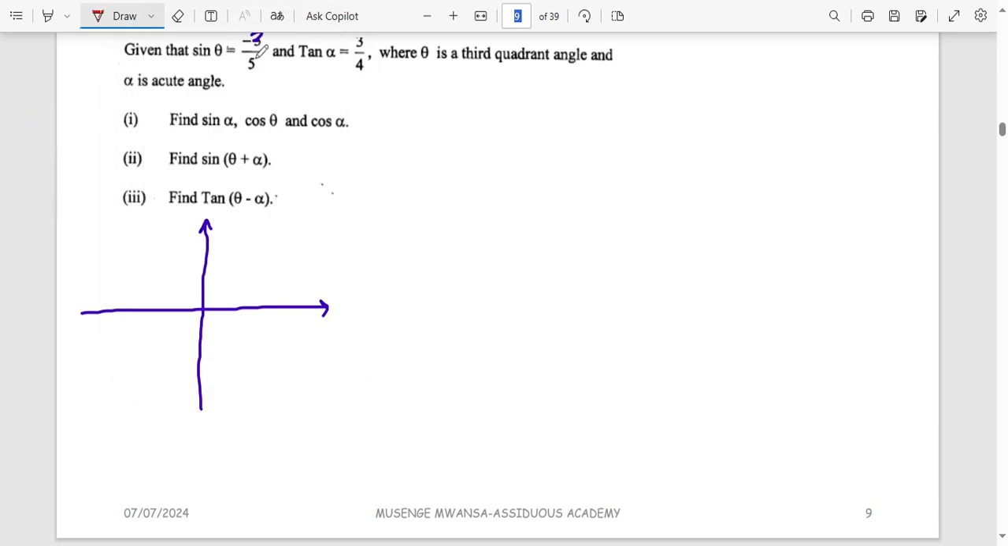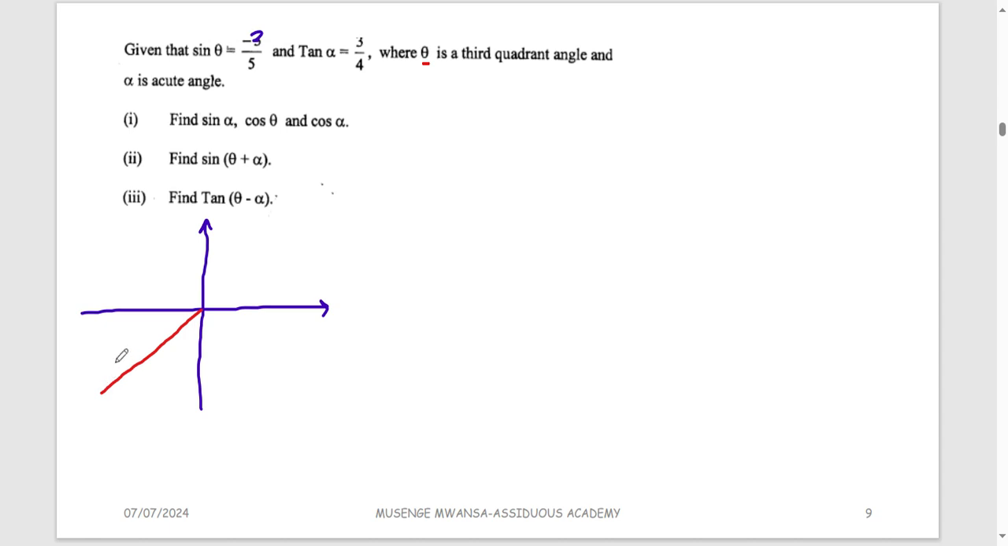So remember they've told us that theta is in the third quadrant. The meaning of that is that theta is here. Now if you remember, I said that every time you're dealing with trig, you're always interested in the angle related to the x-axis. If you are in the first quadrant, the angle related to the x-axis is this one. Second quadrant, the angle related to the x-axis is this one. Third quadrant, angle related to the x is this one. Fourth quadrant, angle related to the x is this one. You are always interested in the angle related to the x, not to the y.